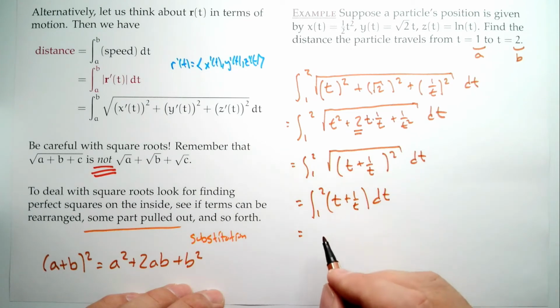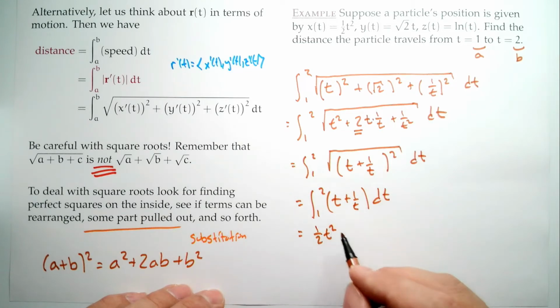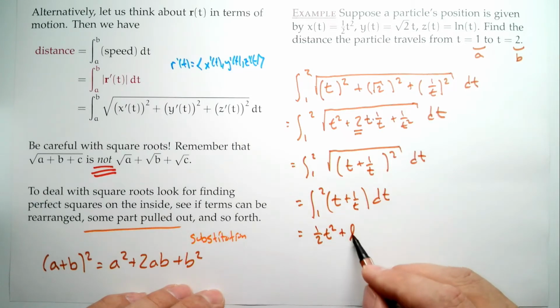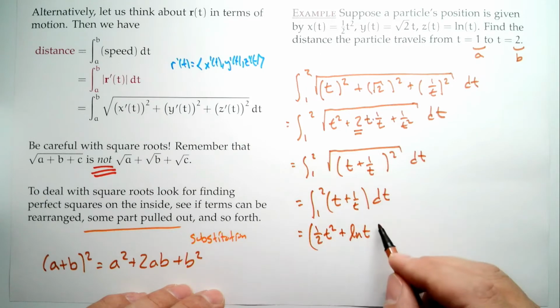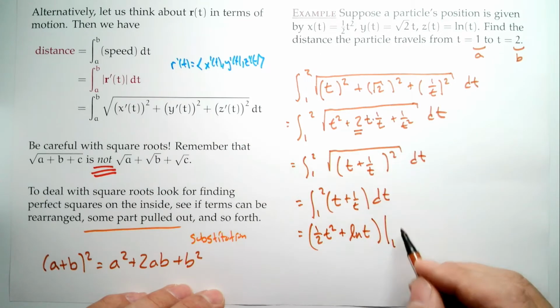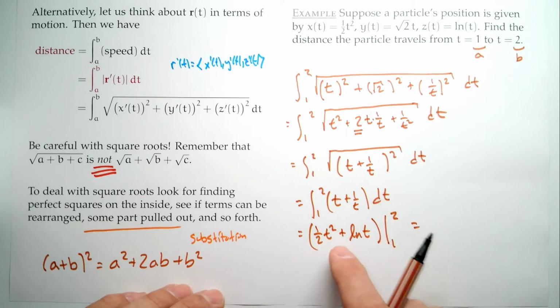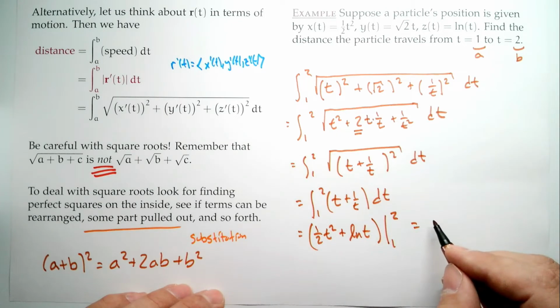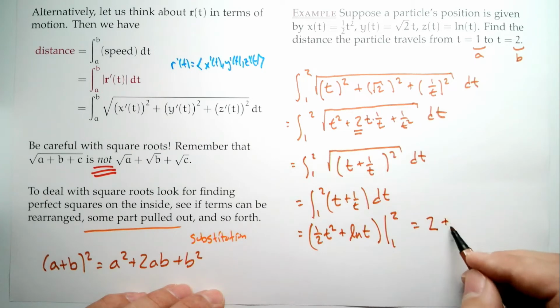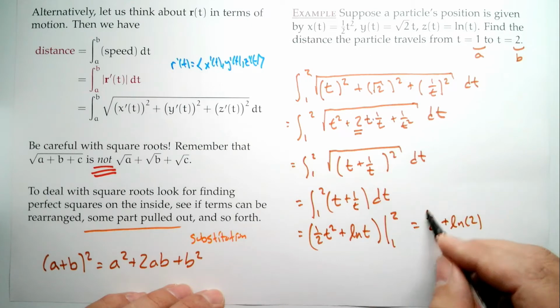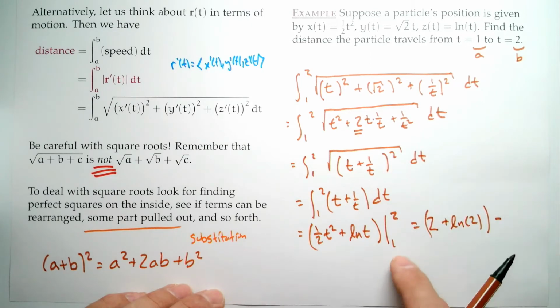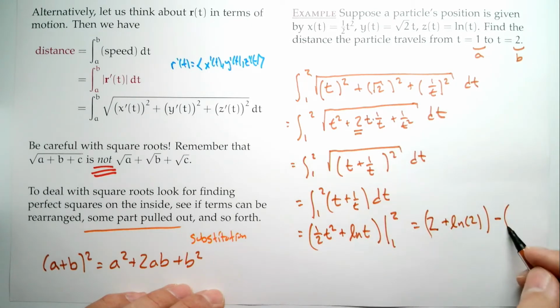All right, integral of t, a half t squared. Integral of 1 over t, natural log of t. And this is a definite integral. We don't need a c, but we need to evaluate from 1 to 2. We plug in 2, 1 half times 2 squared. That's a half times 4, which is 2, plus log of 2. Then we're going to subtract, plug in 1, a half times 1, which is a half, plus log of 1.